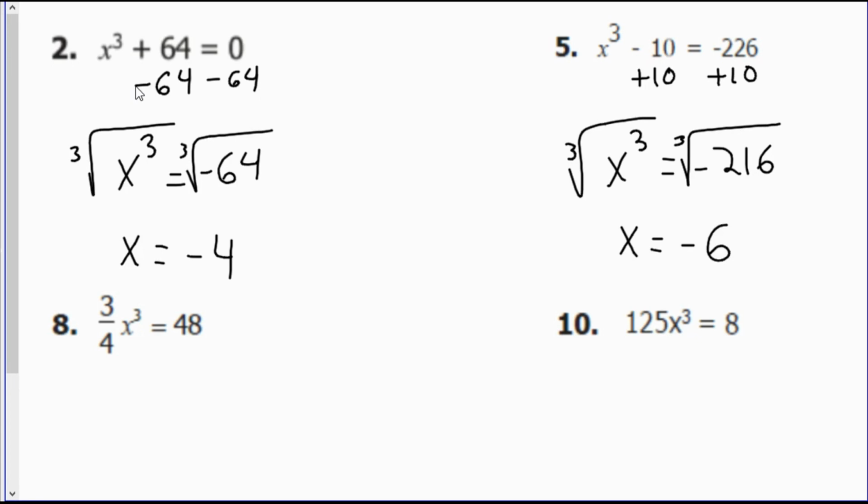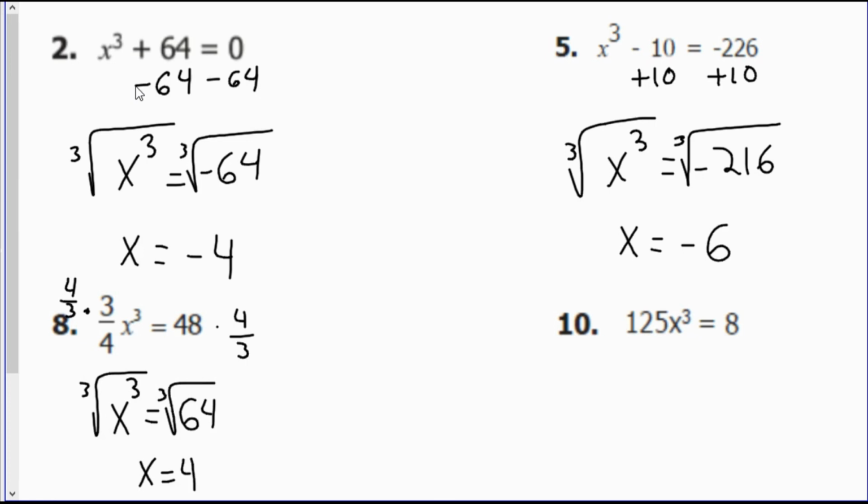Number 8, I have 3/4 x cubed is equal to 48. So now I want to multiply by my reciprocal of 4/3 to get rid of my fraction of 3/4. If I multiply by 4/3 on both sides, I will get x cubed is equal to 64. Now if I take the cubed root of x cubed and the cubed root of 64, I will get x is equal to 4.